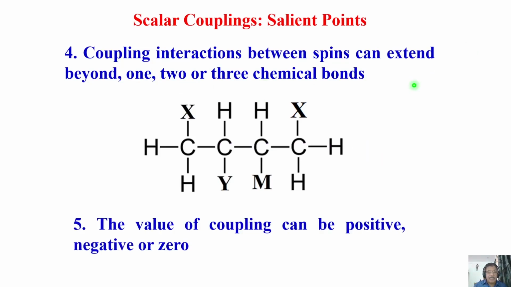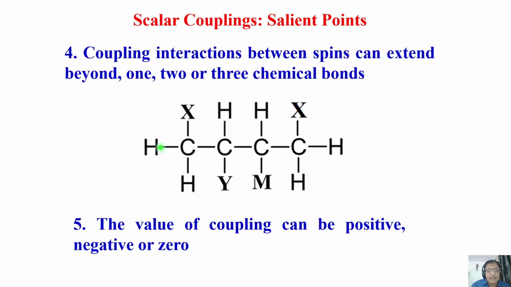Another point: the value of coupling can be positive, negative or 0. If I say the 1 bond or 2 bond interaction between this proton and this proton is 10 hertz, it is all expressed in hertz. Coupling strength is in hertz. If it is 10 hertz, is it plus 10 or minus 10? Sign is important. I am telling only the magnitude is 10, but it also has a sign. J coupling has a sign. So the coupling can be positive or negative, but it can be 0 also. There is a J coupling, but the J coupling value is 0.